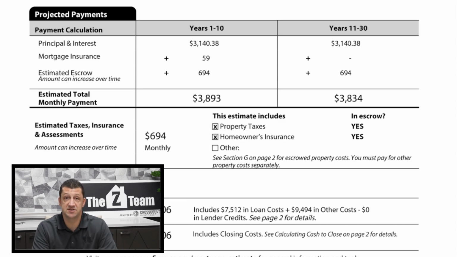As you can see, this amount can change over time because this is out of the lender's control. The estimated taxes or insurance, as you can see on the right, and then whether or not they're included in escrow. Again, this total amount may change over time.